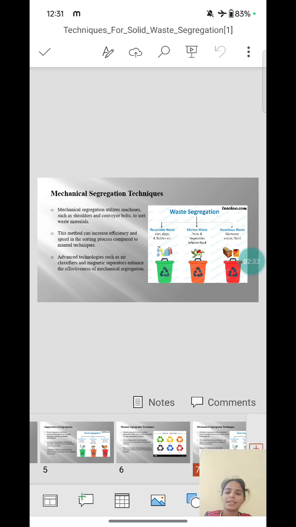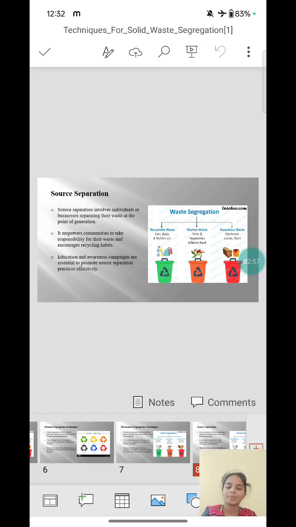And mechanical segregation techniques. Mechanical segregation utilizes machines such as shredders and conveyor belts to sort waste materials. This method can increase efficiency and speed in the sorting process compared to manual techniques. Advanced technologies such as air classifiers and magnetic separators enhance the effectiveness of mechanical segregation.